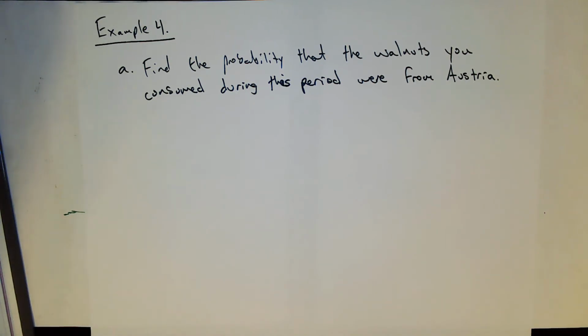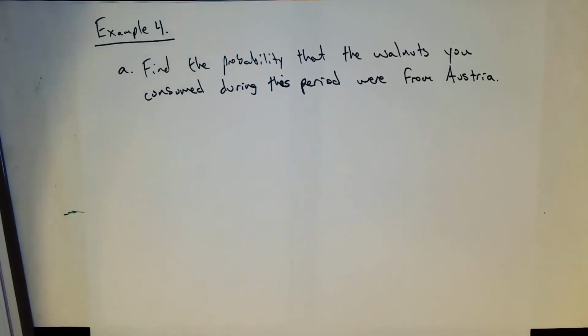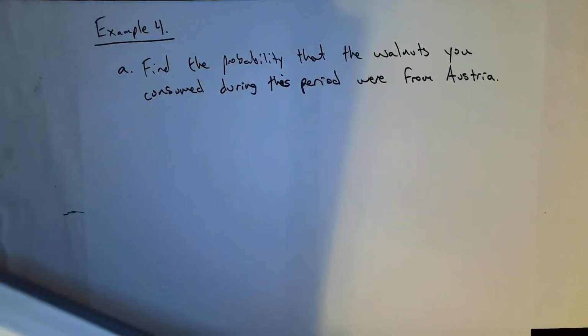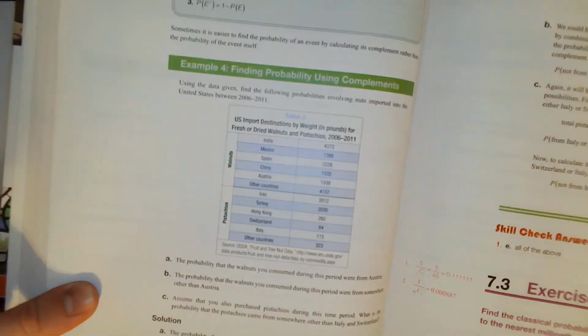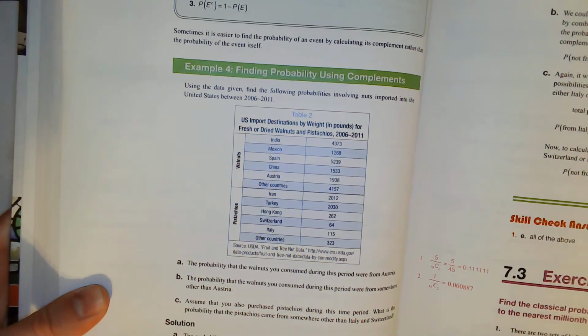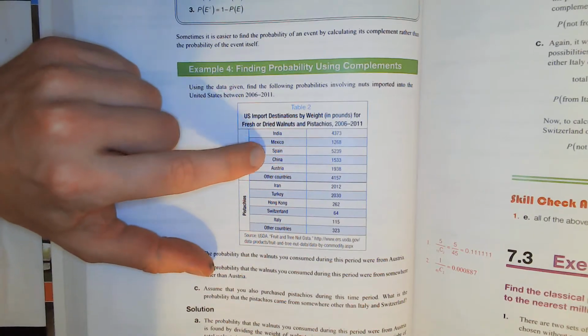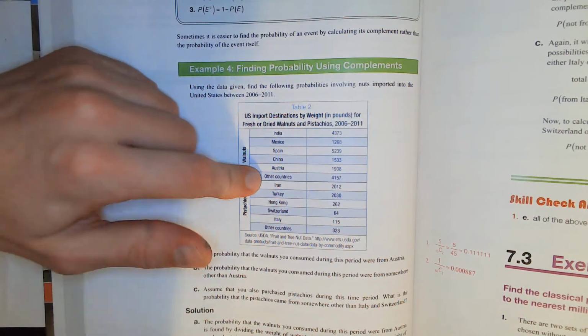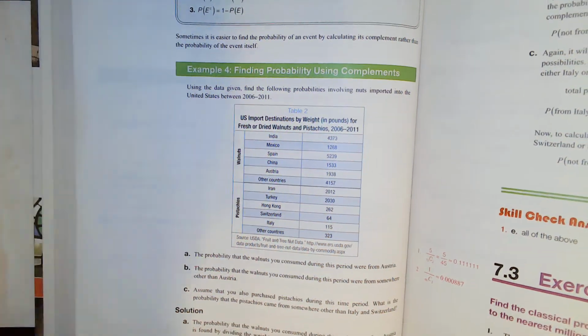And I'm specifically looking at the walnuts section because they asked about walnuts, right? So the top half of the table is just dealing with walnuts. So I can show you here on video if you're able to see that. Oh, that's not bad. I think we can make that out if my camera will focus. So I'm looking here. There's India, Mexico, Spain, China, Austria, and then other. And then we have numbers corresponding to each of those.